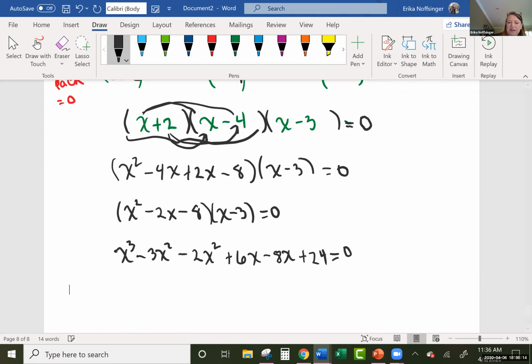Almost there. Combine any like terms, and we're done. And so there's only one term with the x cubed. So we have x cubed, and then we have a -3x squared minus a 2x squared. So this gives me a minus 5x squared. We have a positive 6x minus an 8x, so this is minus 2x. And then we have the plus 24 equals 0.